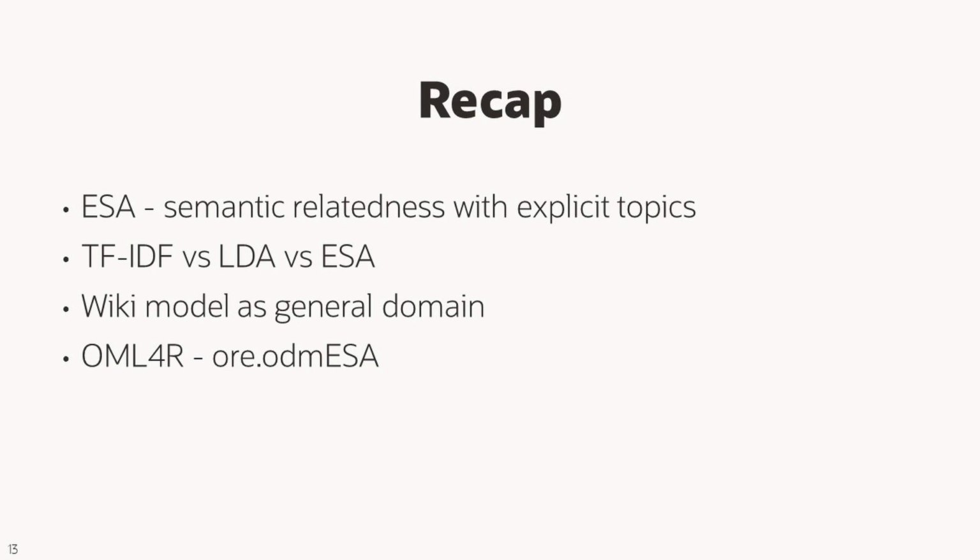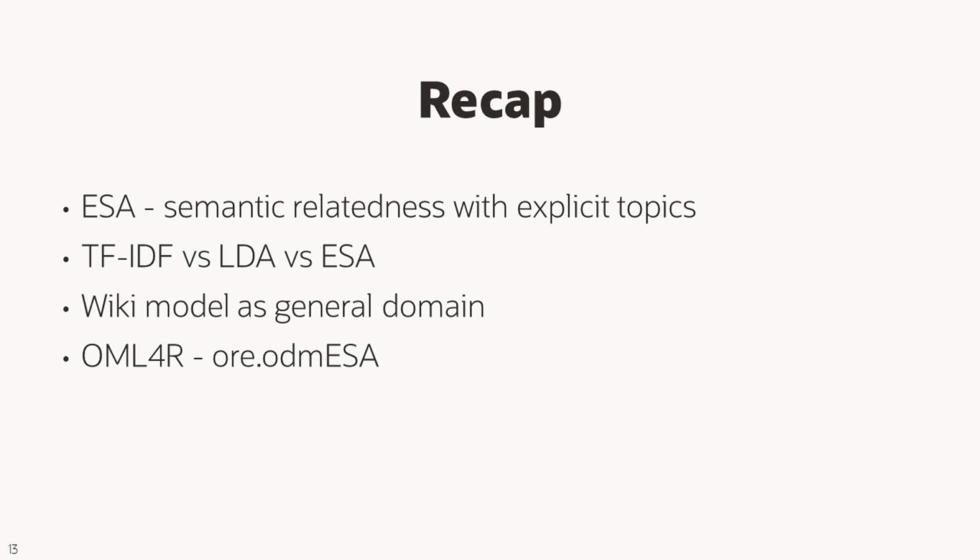All right. So to recap what we've gone over so far, we explained what ESA models are and how they look to understand the semantic relatedness between words using explicit topics. We then compared ESA to TF-IDF and LDA and talked about how they're different and similar and why each of them is important. We then talked about our pre-made Wikipedia model, how it's a great general domain for ESA, but there may be situations where you want to use a more specific domain to train your ESA model on.